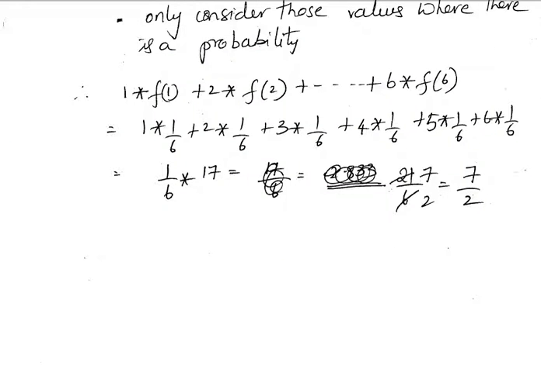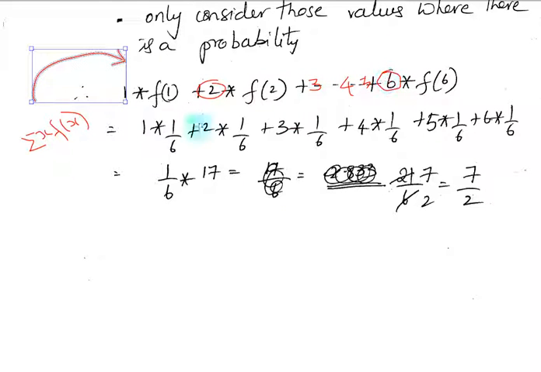In this case, when we talk about summation x f of x, we are really talking about x, meaning the value that this random variable could take. In our case, this random variable could take a value of 1, it could take a value of 2, a value of 3, a value of 4, a value of 5, all the way until 6.